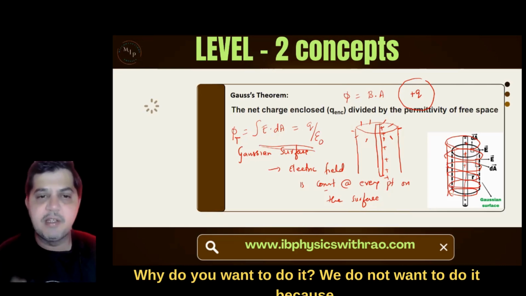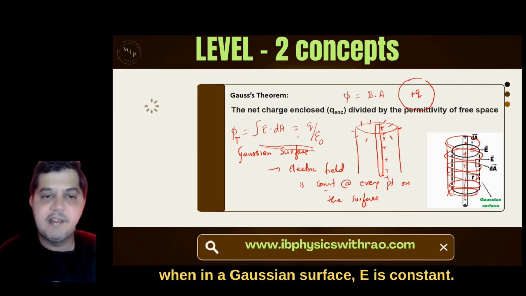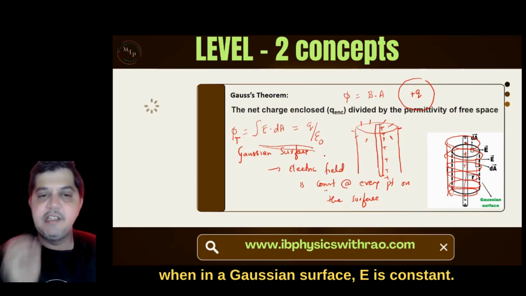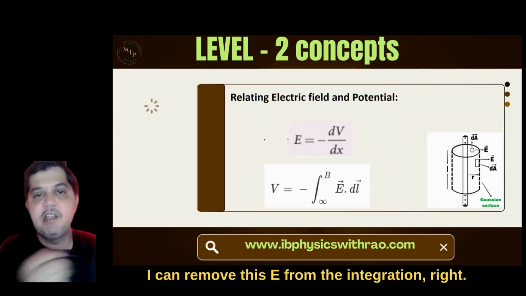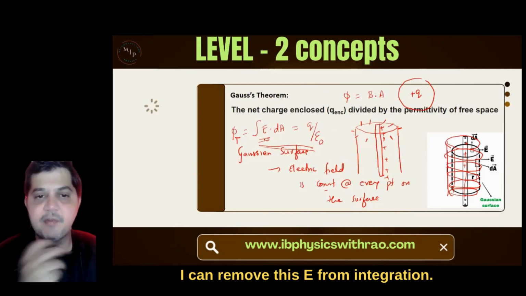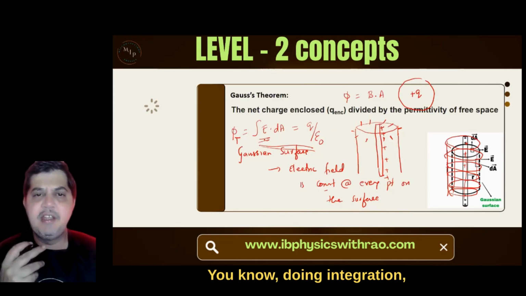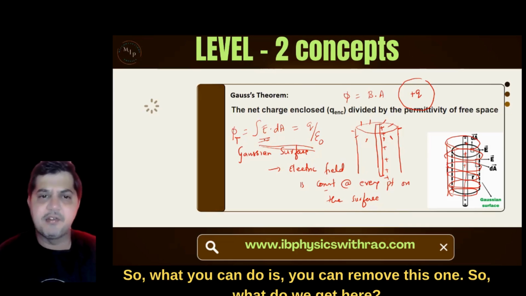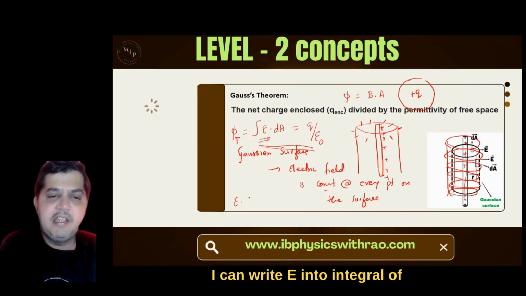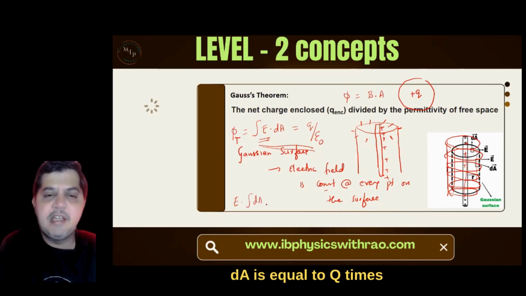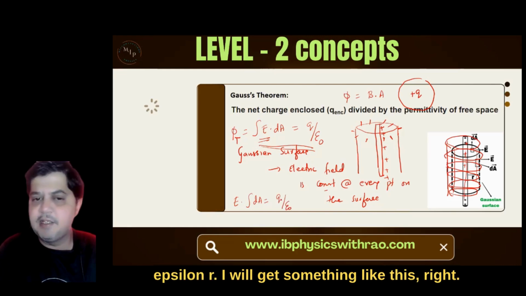Why do you want to do it? We want to do it because in a Gaussian surface, E is constant. When E is constant, I can remove this E from the integration, right? You know, doing integration, doing math is really tougher. So you can remove this. So what do I get here? I can write E times the integral of dA is equal to Q by epsilon naught. I'll get something like this, right?